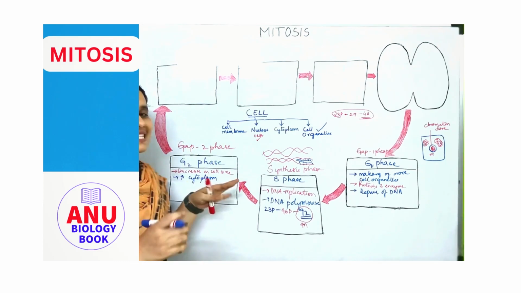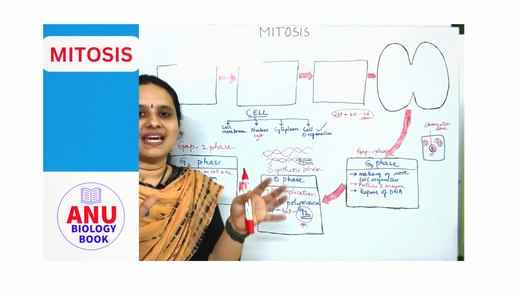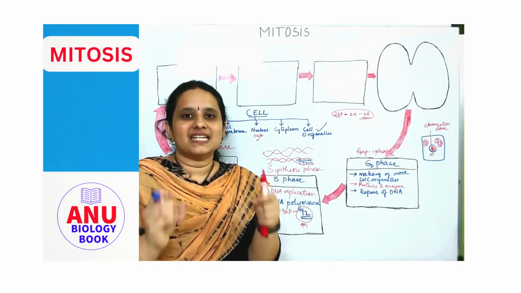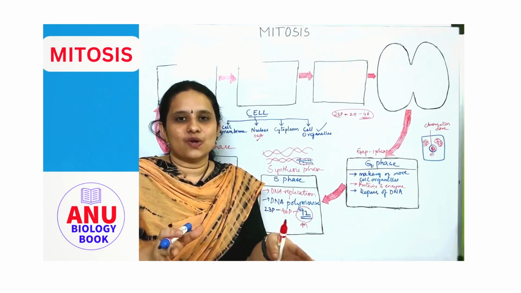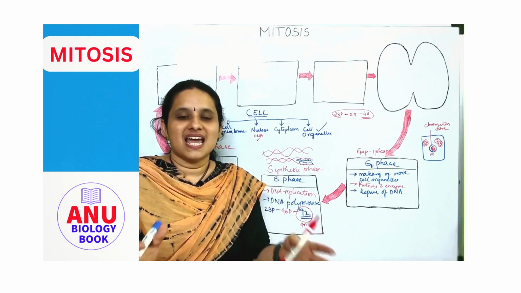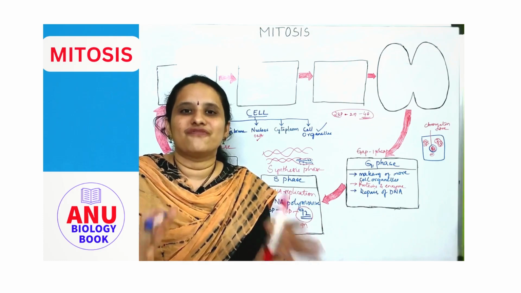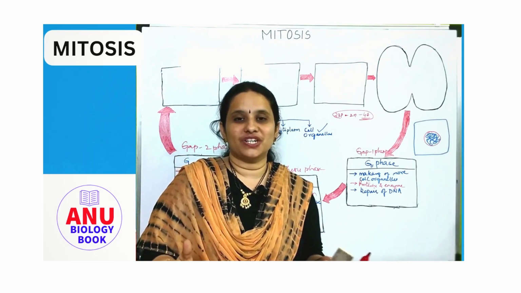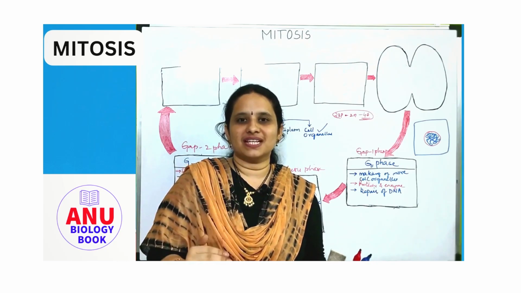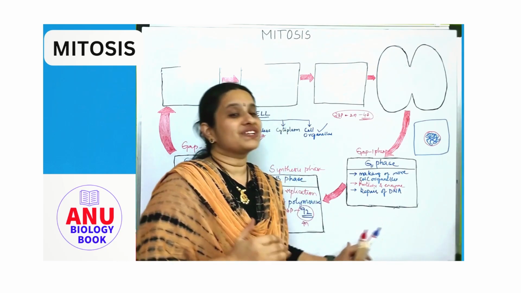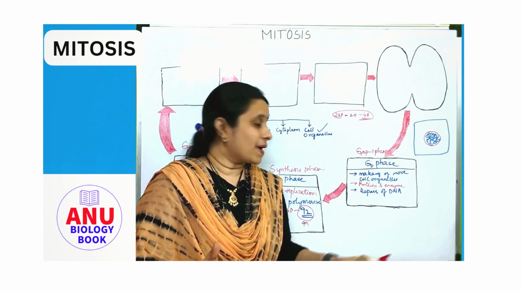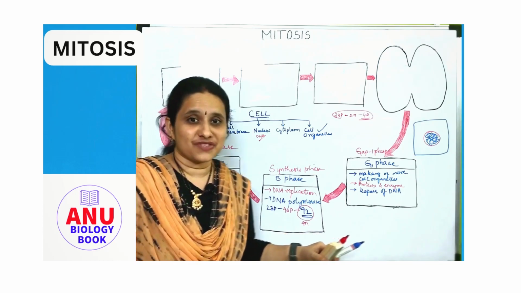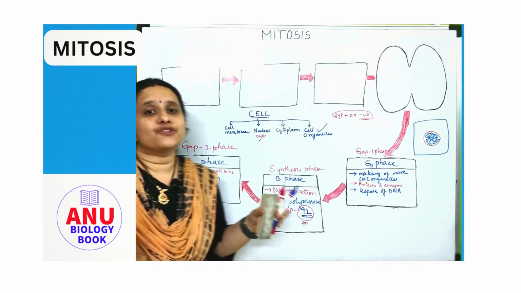After this, the cell size will be totally increased, and in this phase the cell is ready to enter into the next phase known as M phase. Let us see what is M phase. Here M phase is nothing but the mitotic phase, the actual phase that starts after the 3 steps. The first step is the G1 phase, that is the gap 1 phase, the second one is the synthesis phase, and the next one is the G2 phase.